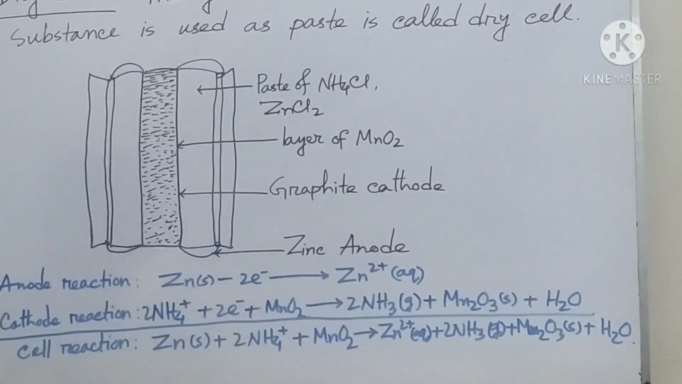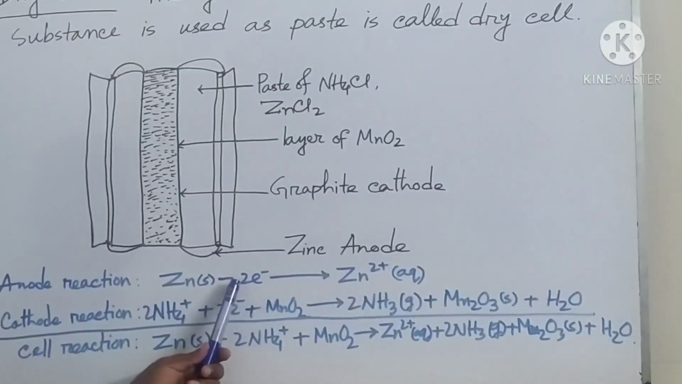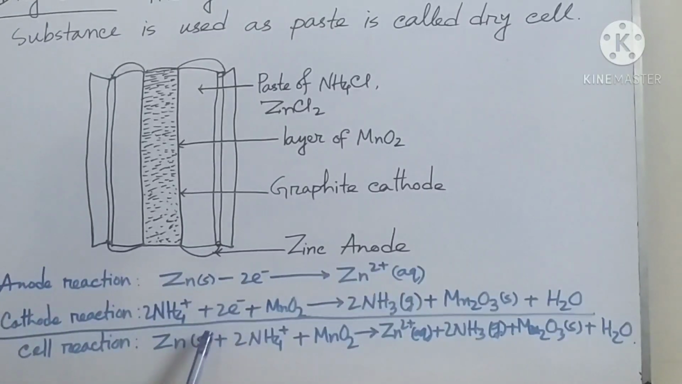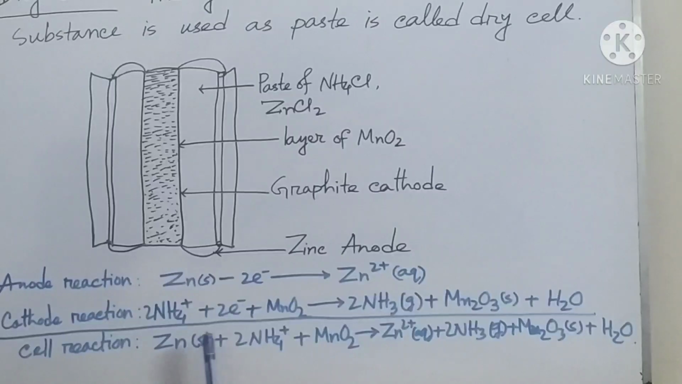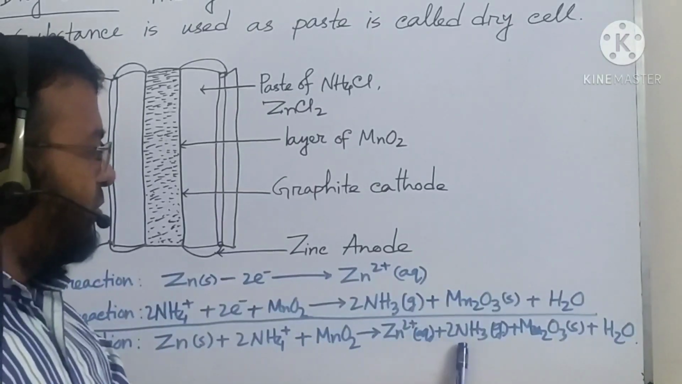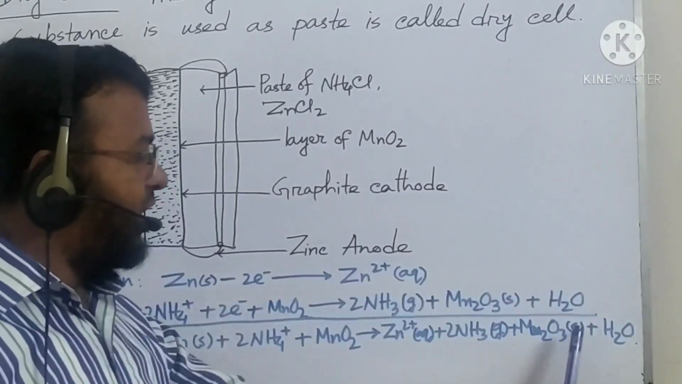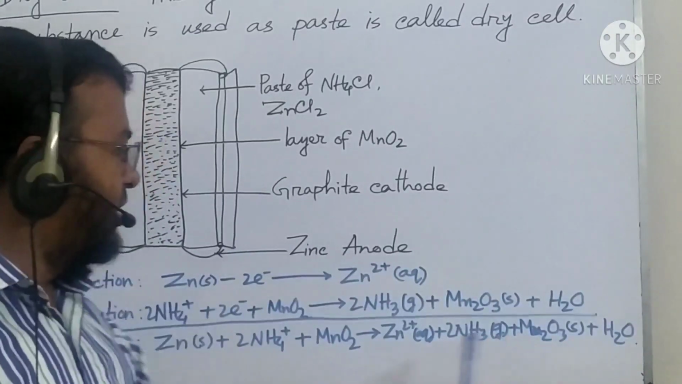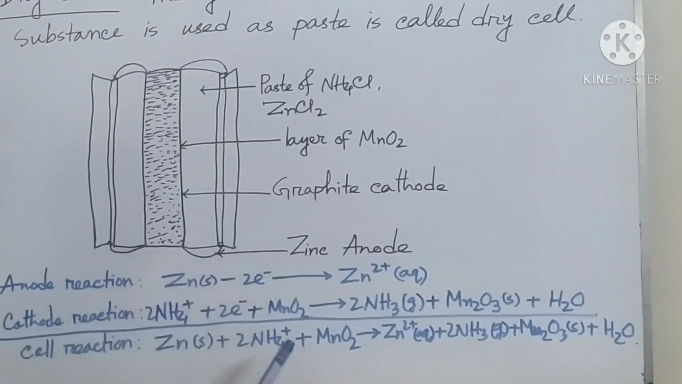Now what will be the cell reaction? These 2 electrons, one is minus and one is plus, they will be deducted. Then we are getting zinc plus ammonium ion plus manganese dioxide, giving zinc ion plus ammonia gas plus dimanganese trioxide plus water. So it is the cell reaction of the dry cell.